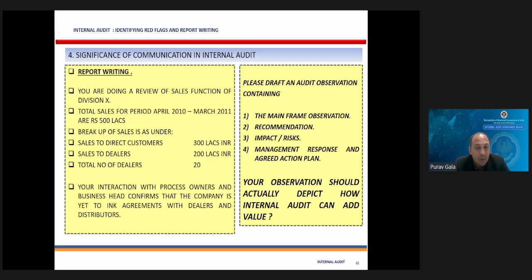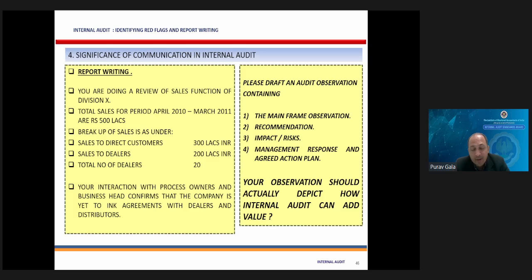Your interaction with process owners and business head actually confirms that the company has not inked agreements with the dealers and the distributors. So for 200 lakhs, I have not inked any agreement. So can somebody write an observation saying what exactly is not done, what needs to be done, why it needs to be done, impact and the risk of not doing it, management response and agreed action.